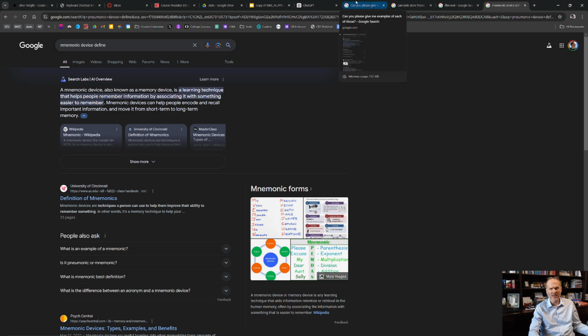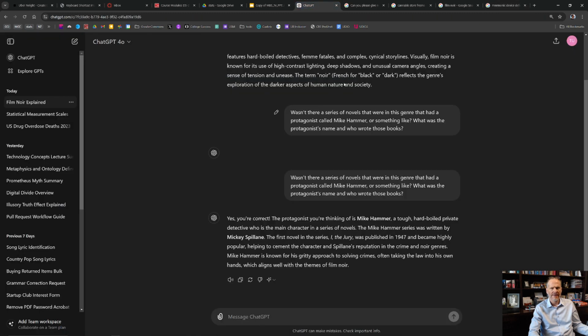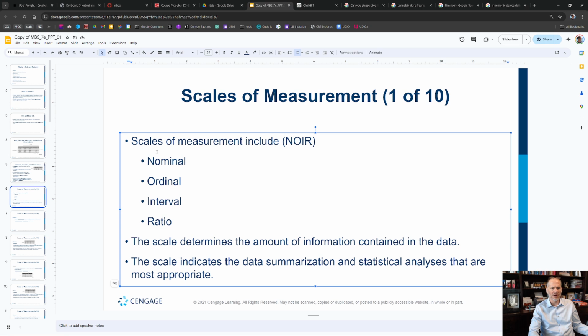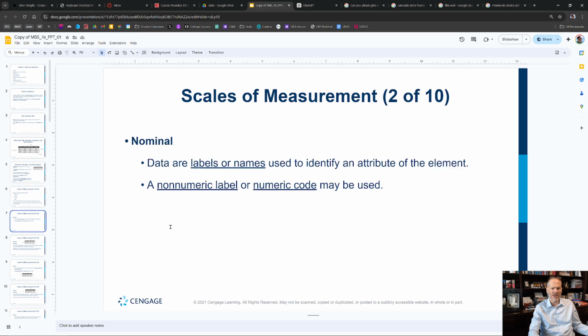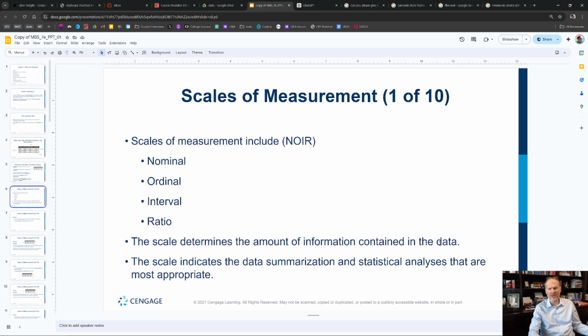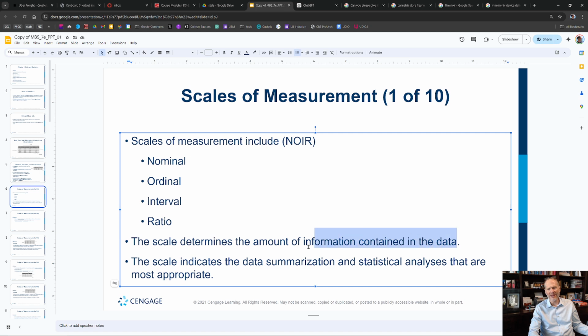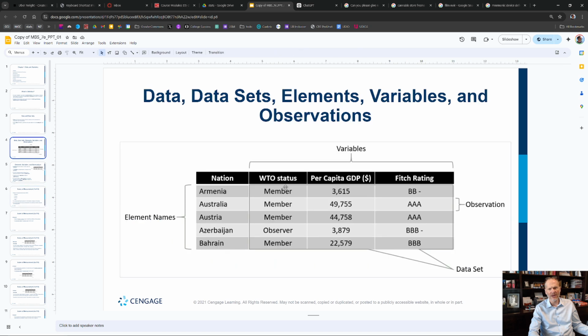If I wanted to, I could go to ChatGPT and see what it gives me, and I could ask ChatGPT for examples. And I like the AI at ChatGPT better than the AI that Google sometimes pops up when you get search results. So that's the mnemonic device I use to remember these scales of measurement: nominal, ordinal, interval, ratio. And the scale determines the amount of information contained in the data, right? So it really tells you about the data and what kind of information can be stored with the data. If you look at member, observer, that's one type of information being conveyed by the data. But these numerical values are different information being conveyed by the data.